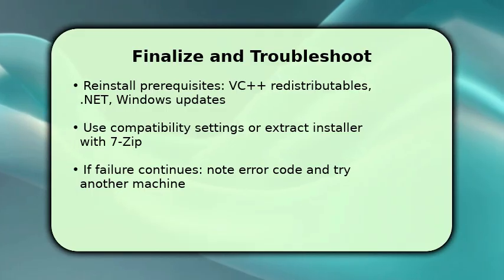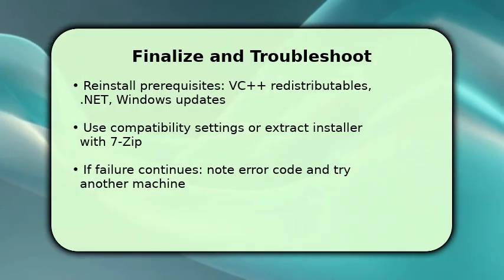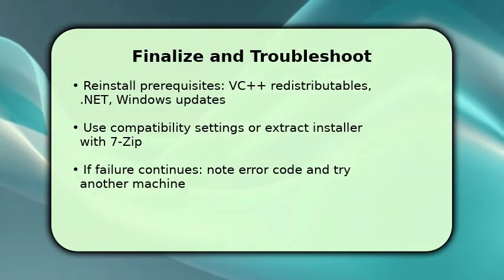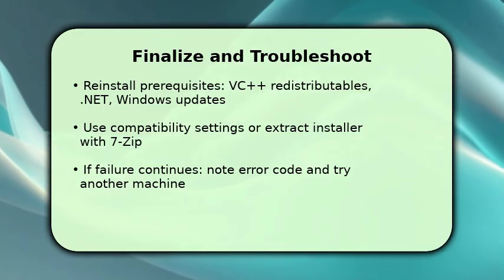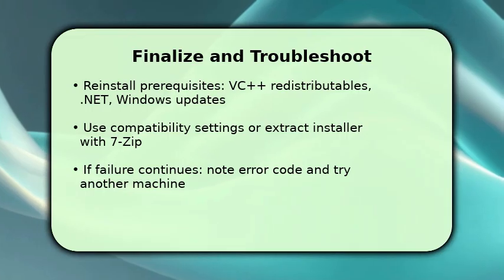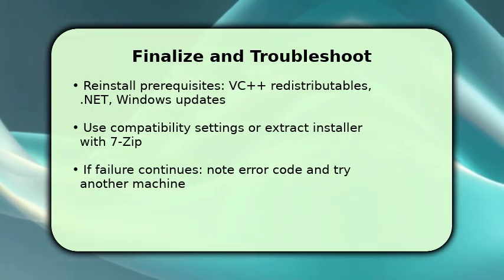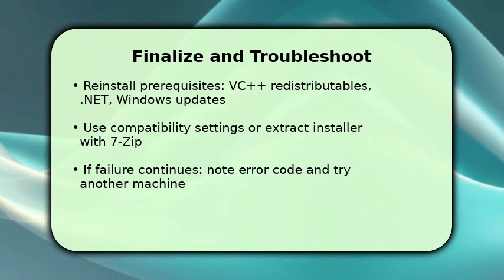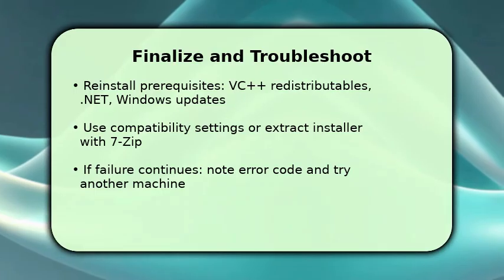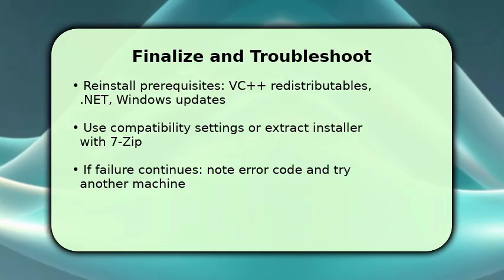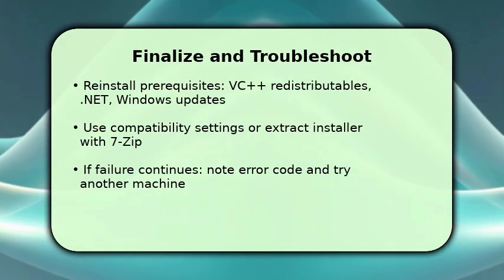If needed, change compatibility mode or extract Setup.exe contents with 7-Zip and run the MSI directly to bypass wrapper issues. Once installed, restore antivirus and normal startup. If problems continue, capture the exact error code and test the same installer on another machine. This single troubleshooting tip quickly distinguishes installer issues from your system's faults.